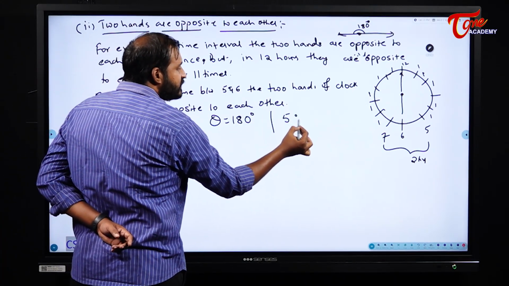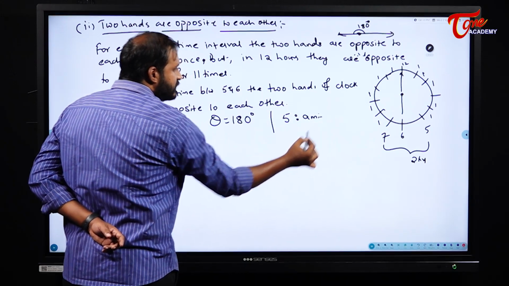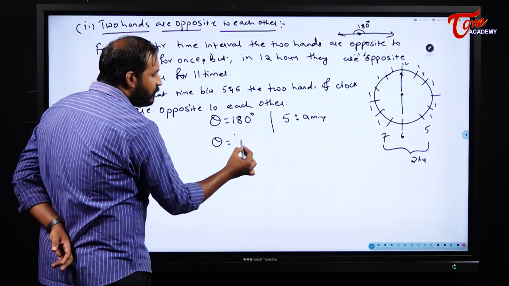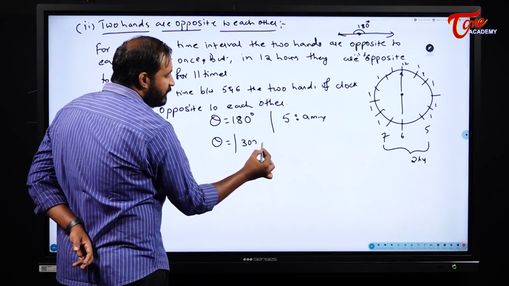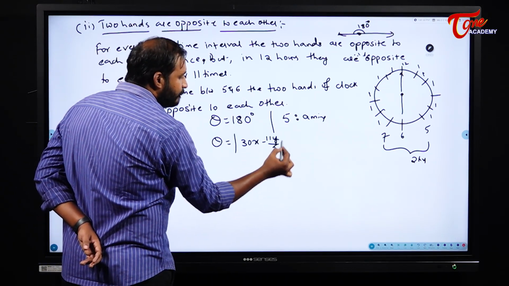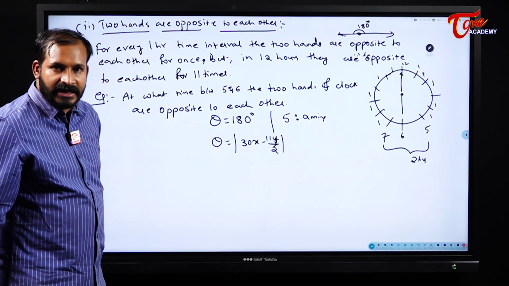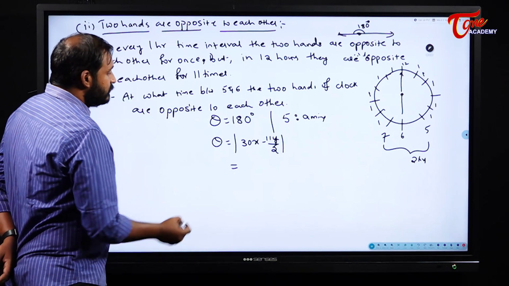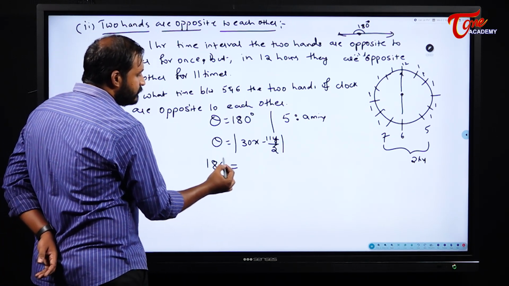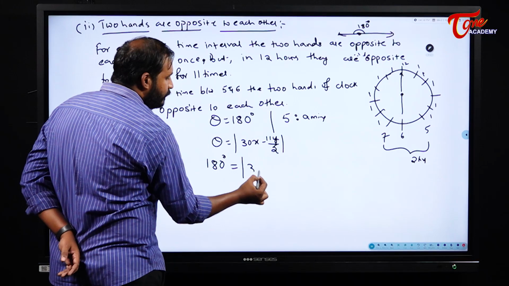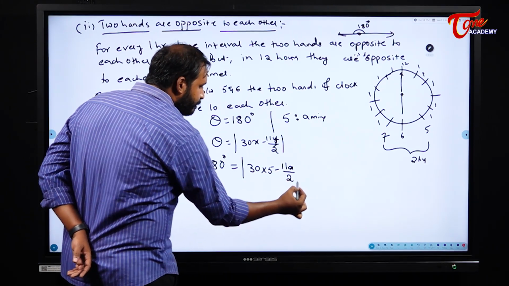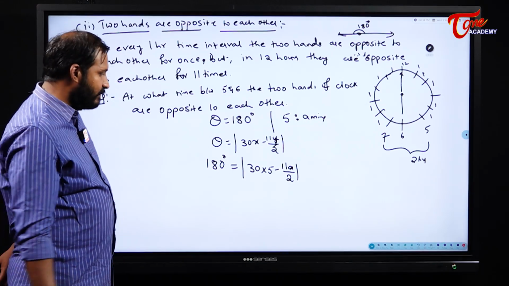Next, at what time? Between 5 and 6 means how we will take 5 o'clock A minutes. Now here, what is the formula for theta? We have theta is equal to 30x minus 11y by 2. So from this what I can write now, see here students, 180 degrees equals mod of 30 into 5 minus 11a by 2.